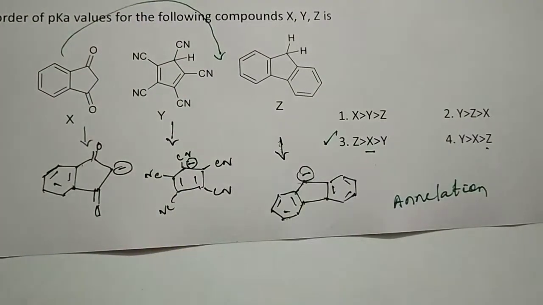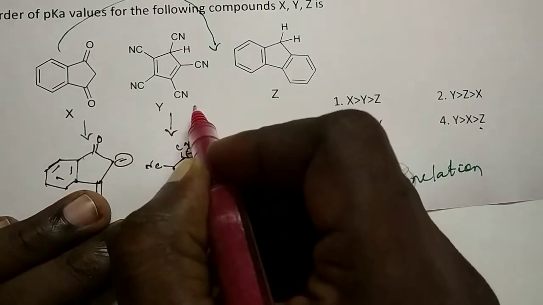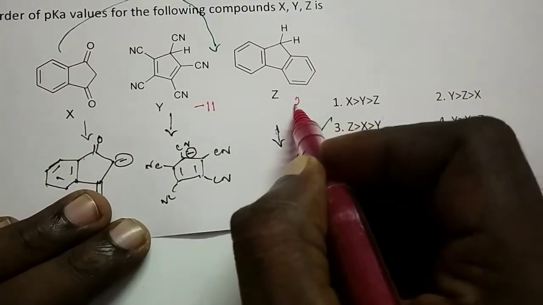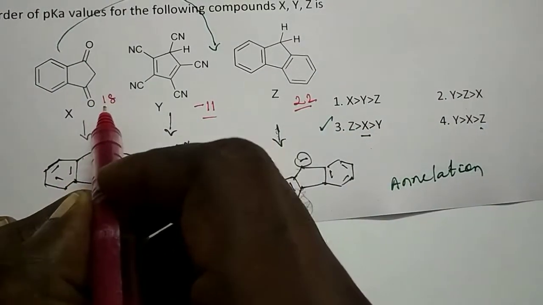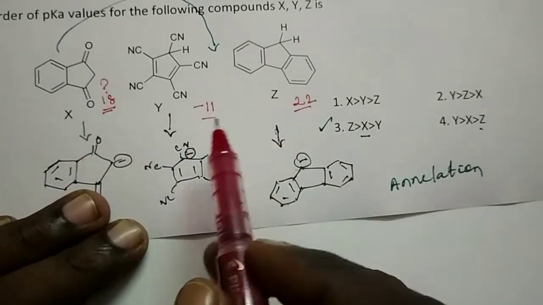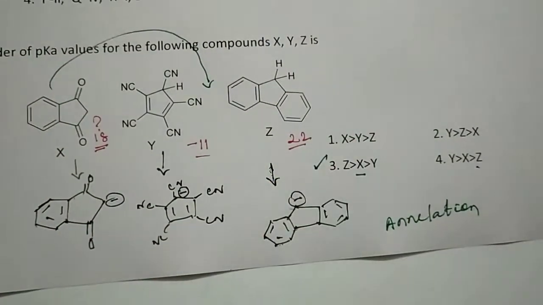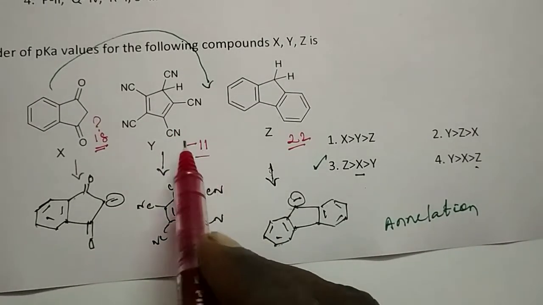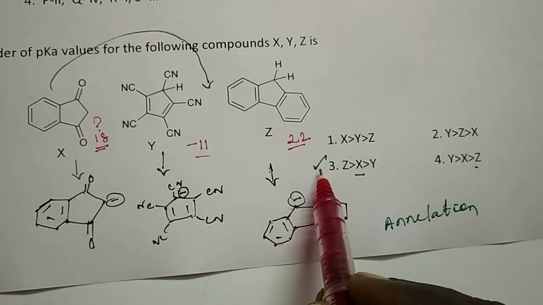For your information, let me write the pKa values. The pKa value of this one is minus 11. Here it is around 22. If I remember properly, this is around 18, but I am in doubt. So minus 11 means very strong. It is stronger than strong acids like HCl and HNO3, nitric acid. That much this is strong. That is why Y has the least value. So the answer is 3.